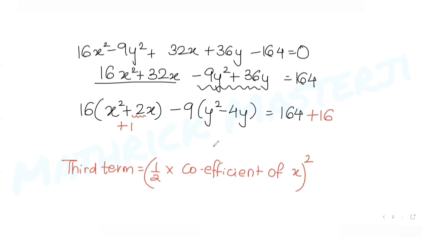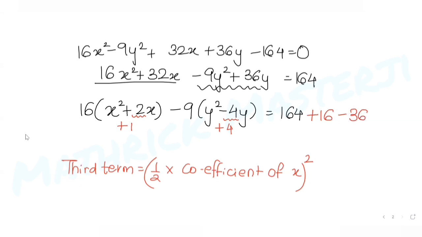Similarly, for the next bracket, half into the coefficient of y, which is minus 4, gives minus 2, and minus 2 squared becomes 4. So I write plus 4 inside the bracket. Multiplied with minus 9, you are adding minus 36 to the left hand side, so I subtract 36 from the right hand side as well. That gives me a perfect square.